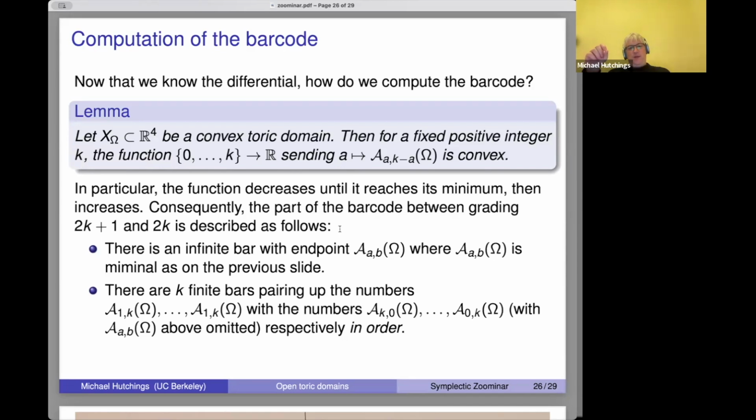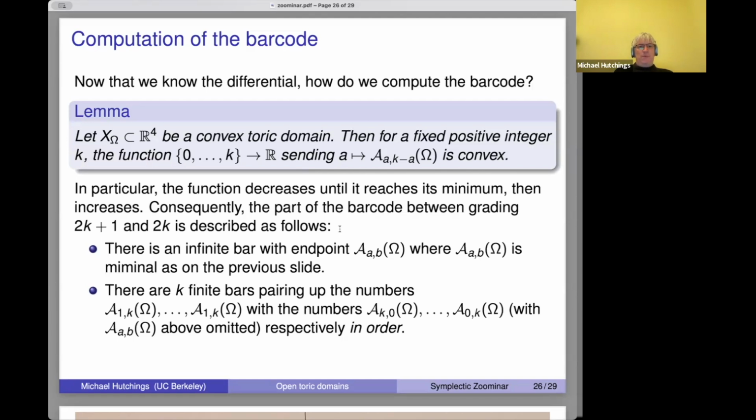So for a two-term complex, you make a bar, which is the interval between the action of the bigger generator and the action of the smaller generator. And for an isolated generator, you make an infinite bar, which starts at the generator and goes up to infinity. So the barcode's just a multi-set of intervals. And in general, there's some complicated algebra to compute the barcode given the chain complex.